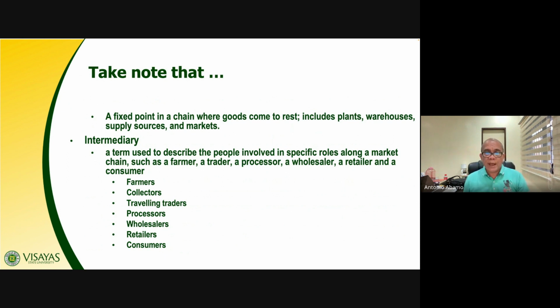Take note that a fixed point in a chain where goods come to rest includes plants, warehouses, supply sources, and markets. There are intermediaries along the way, like farmer collectors, travelers, or vendors. But there are also fixed points, for example an assembly point, a warehouse, or a buying station. These are fixed points where the supply of goods will flow into that particular station before it gets to the other participants in the market.